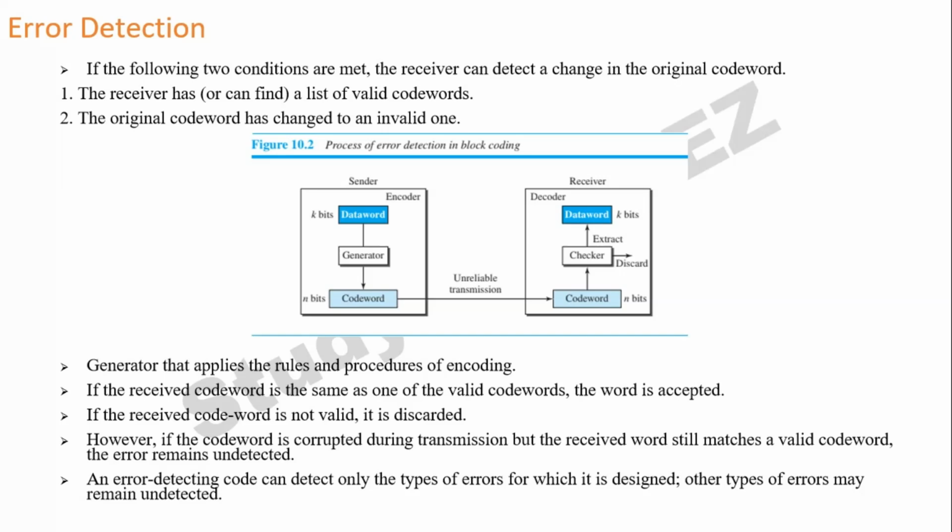An error detecting code can detect only the types of error for which it is designed, and other types of error may not be detected at all. So there are chances that there was an error, but we are not able to detect it. That is also possible. It depends upon how it has been decided, and for what kinds of error it has been designed.